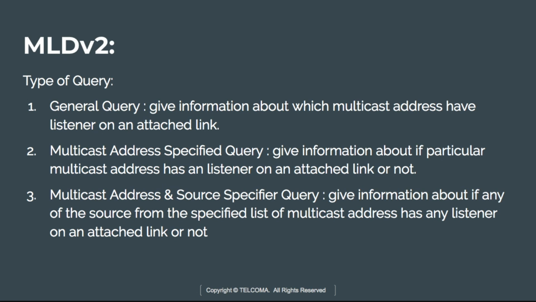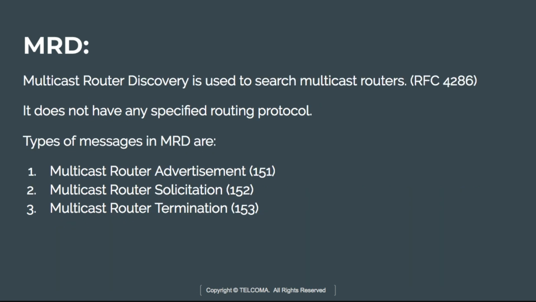After that, the next part is multicast router discovery. So here multicast router discovery is used to search for multicast routers over a network, and it is defined in RFC 4286. It doesn't have any specified routing protocol. Here we will use 3 message types: first is multicast router advertisement, next is multicast router solicitation, and last is multicast router termination.